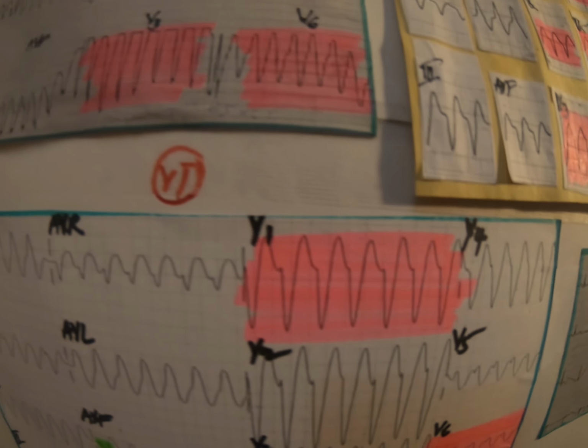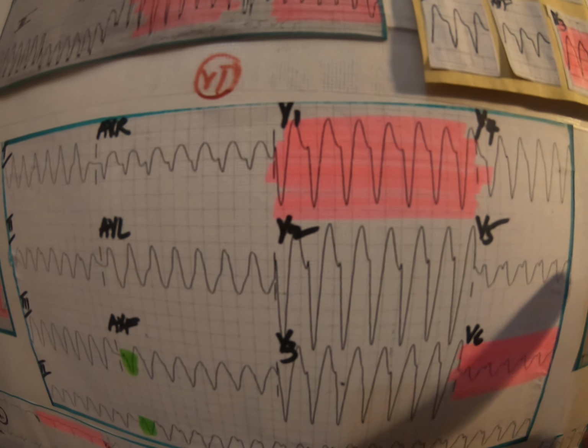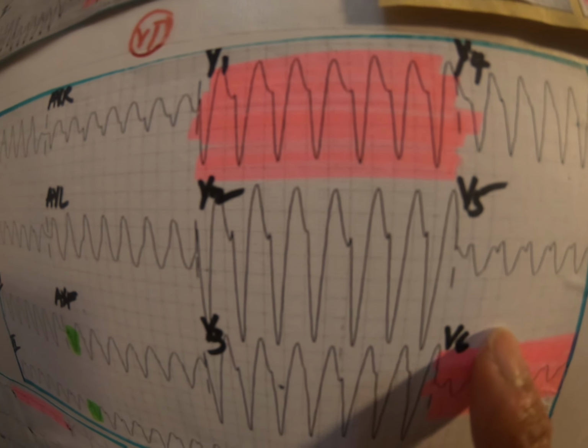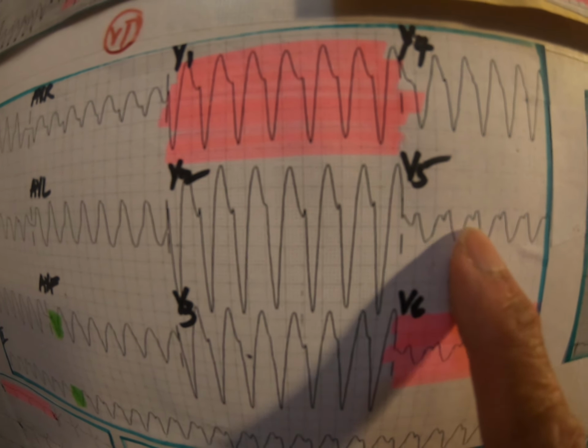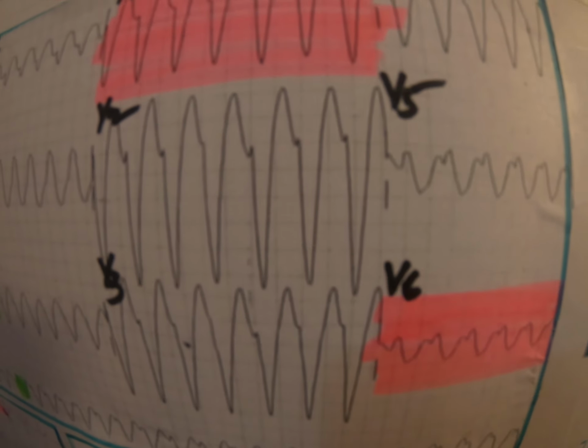Okay, so downward, downward, downward, yes, downward, yes. Let's take a look at the characteristic of this QRS. If you look at the QRS, it's more downward. Look at this. It's more pointing downward. Okay, this is concordance.